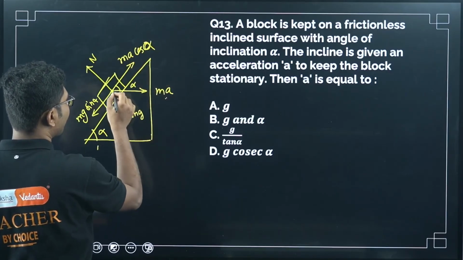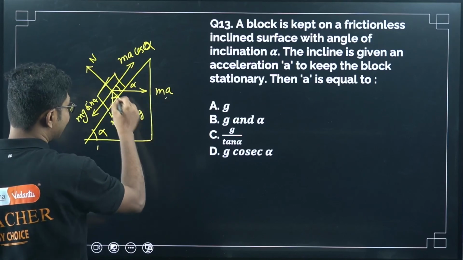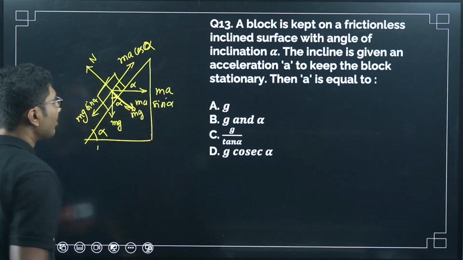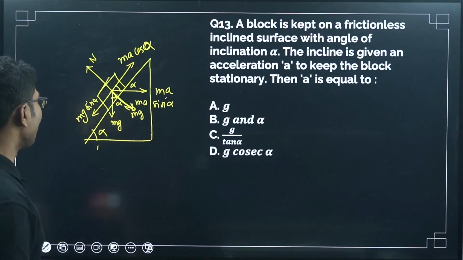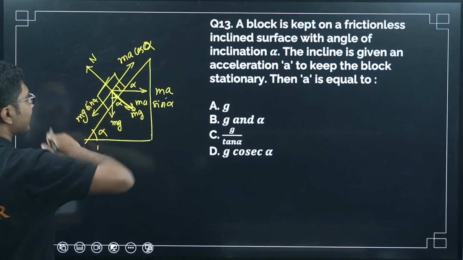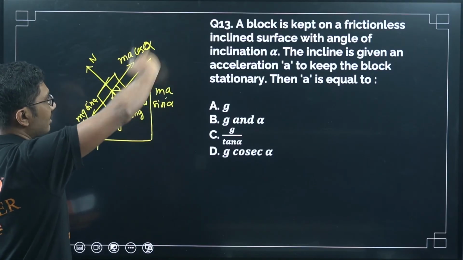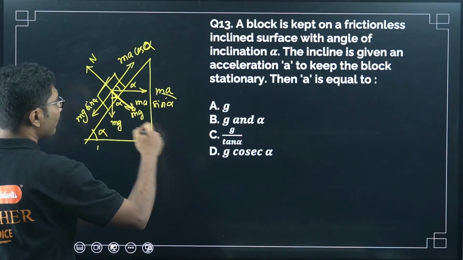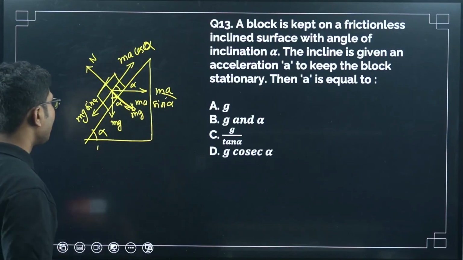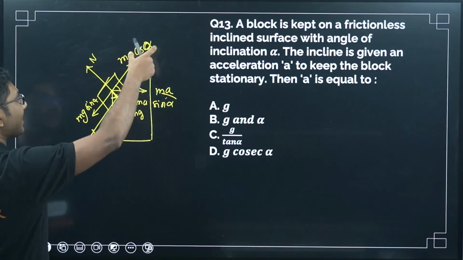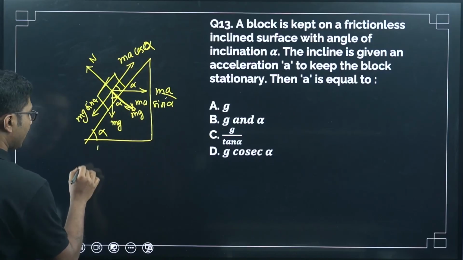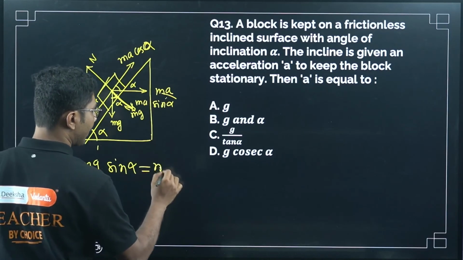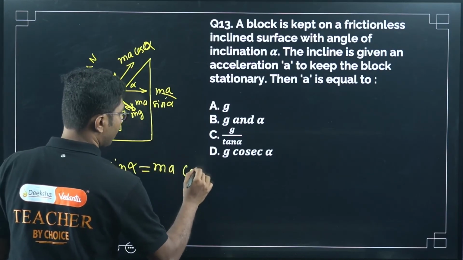Okay, you can take another component of this ma along this direction as well, ma sin alpha. Now all the components along horizontal and vertical have to balance each other, right? If you consider balancing along the incline, that will not give you anything. This entire force will be balanced by the normal reaction force, right? But this force will only be balanced by this ma cos alpha component. So mg sin alpha has to be equal to ma cos alpha, right?